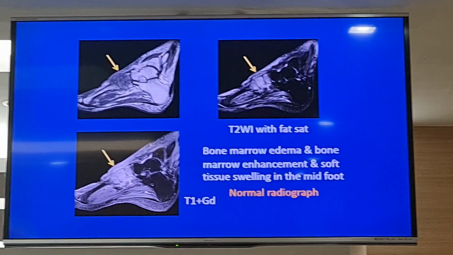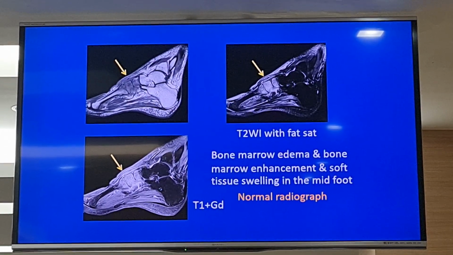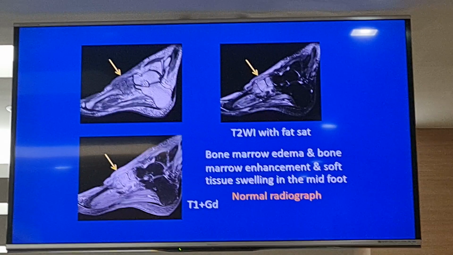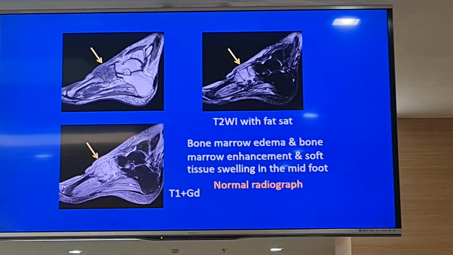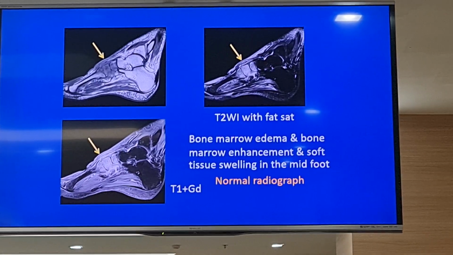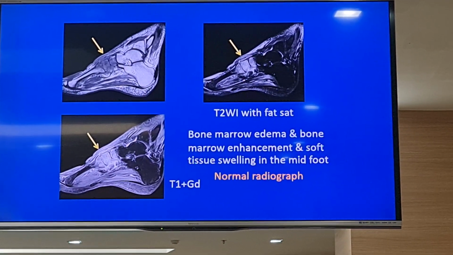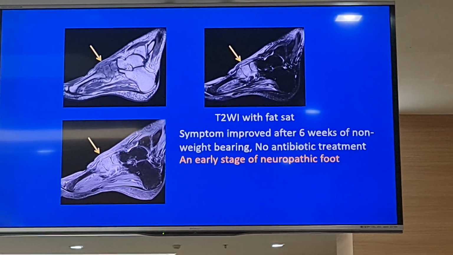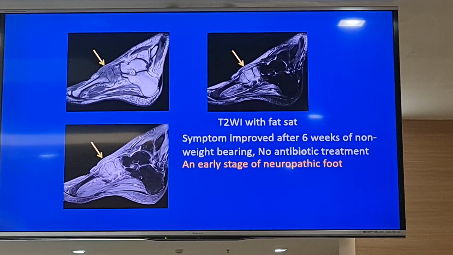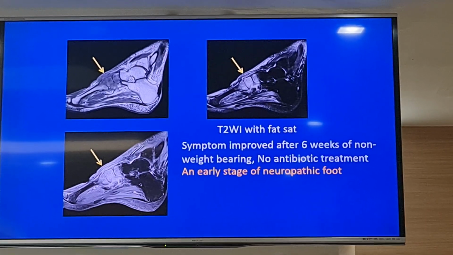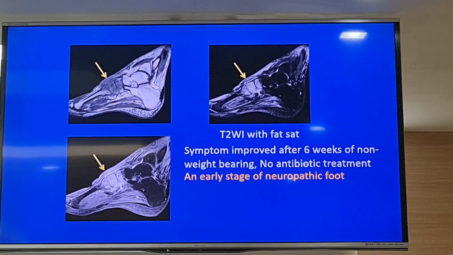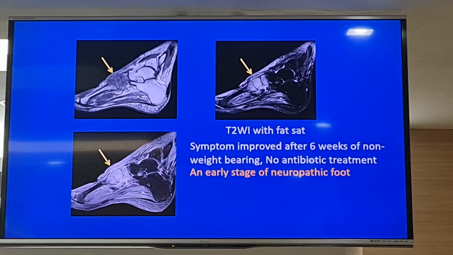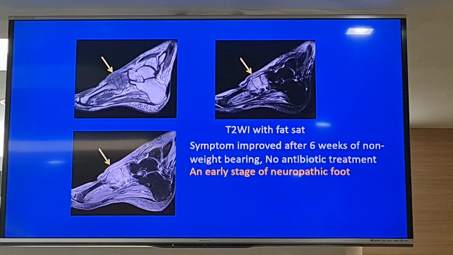When we do T2, it's confirmed that there's something changed in the bone in this area. When we use contrast, it's enhanced, perfectly like osteomyelitis. But anyway, bone marrow edema can occur in anything. And in this case, the patient can be treated with non-weight bearing for 6 weeks without antibiotics. The patient felt better and the images gradually got better on follow-up study. So she was diagnosed as early stage neuropathic joint disease.